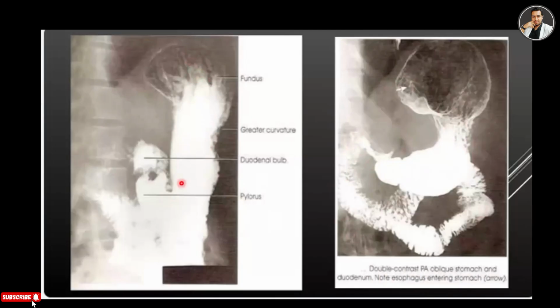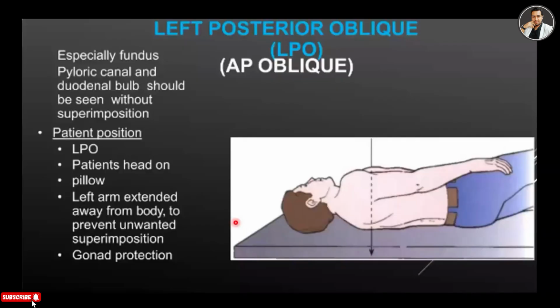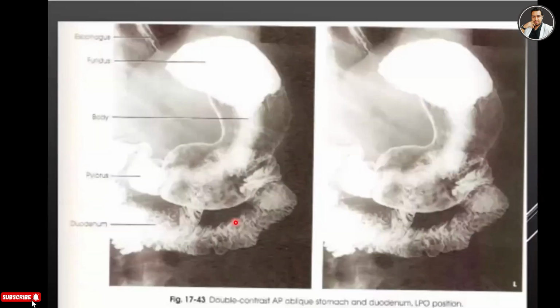Fundus, greater curvature, duodenal valve. This is the duodenal valve. This is the pylorus. This is the left posterior oblique or LPO, and this is the image of left posterior oblique. You can see the double contrast study. The gas is in the stomach and also the barium sulfate obscuring the fundus, and the body is filled with the gas and the pylorus.